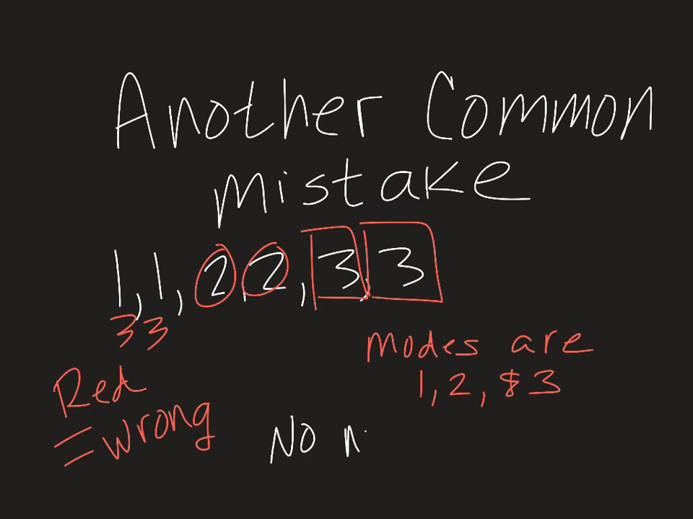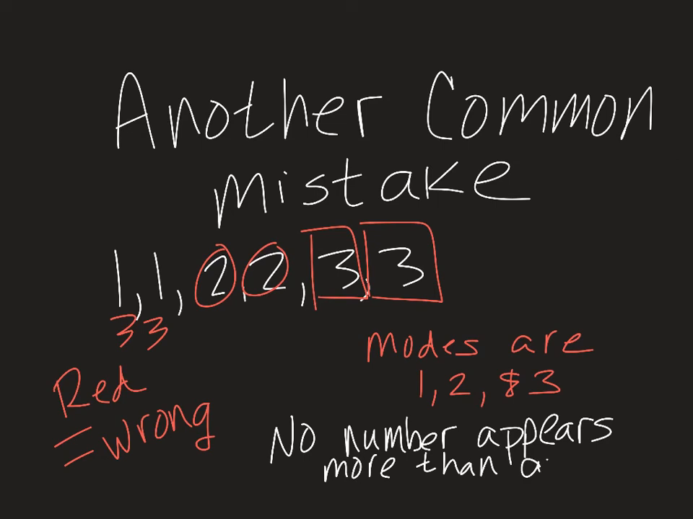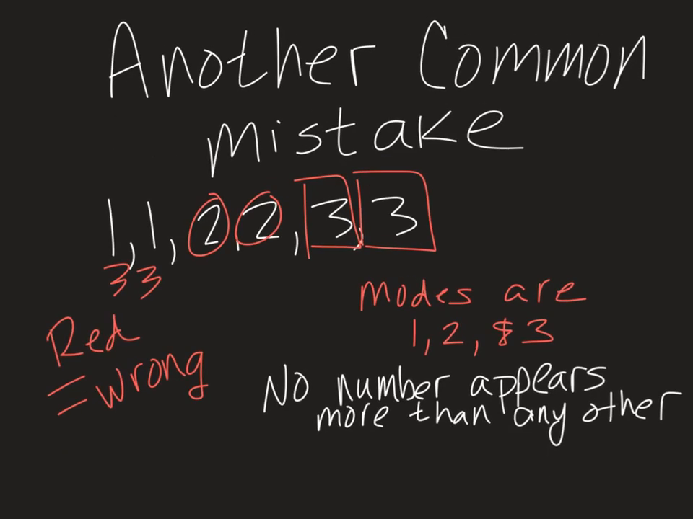Because no number appears more than any other. You don't have one that turns up more than the others. They're all the same. You have 2 of each. So there is no mode in this case. You're not going to say they're all modes just because you've got more than one. Remember, the key is looking for which one turns up the most. And there isn't one that turns up more than the others, so therefore this is no mode.